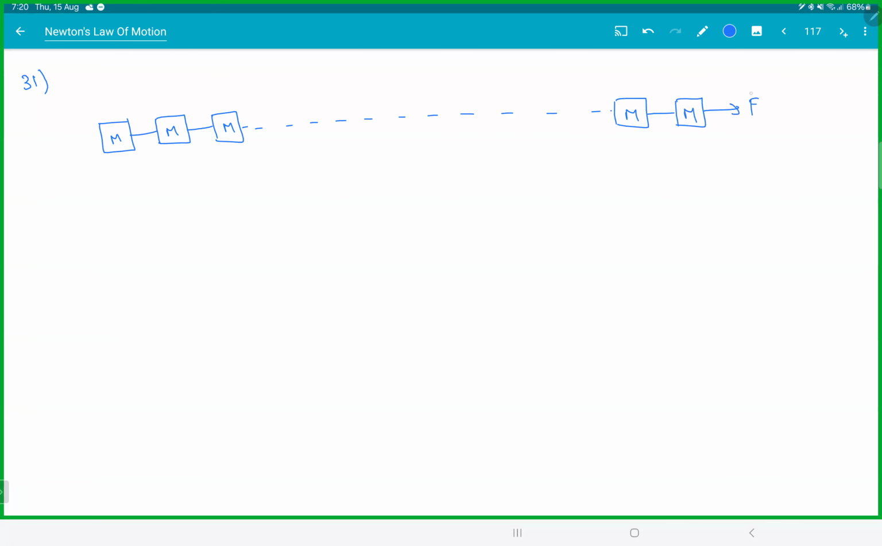It's a train, and there are 100 blocks. Think of it like this, you know, it's a train ka compartment. There are 100 things linked by strings. So here are 100 blocks. Hundred identical blocks connected by strings is pulled by F. Find tension between 60th and 61st block.